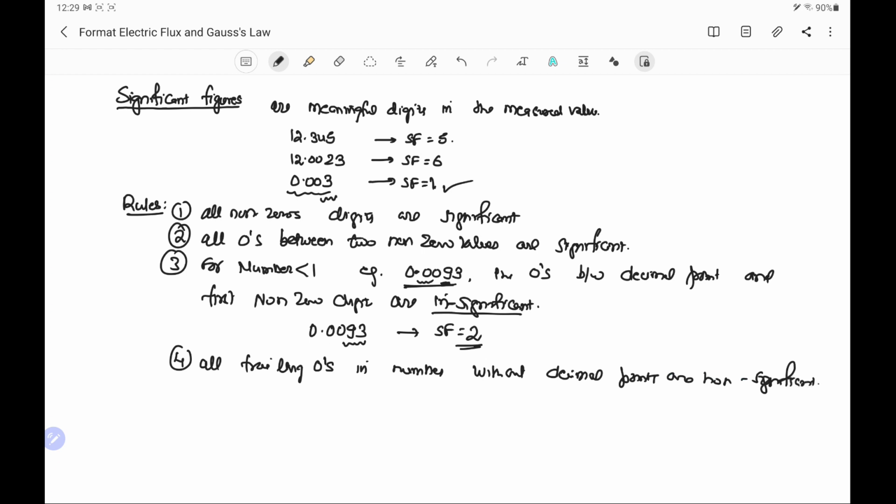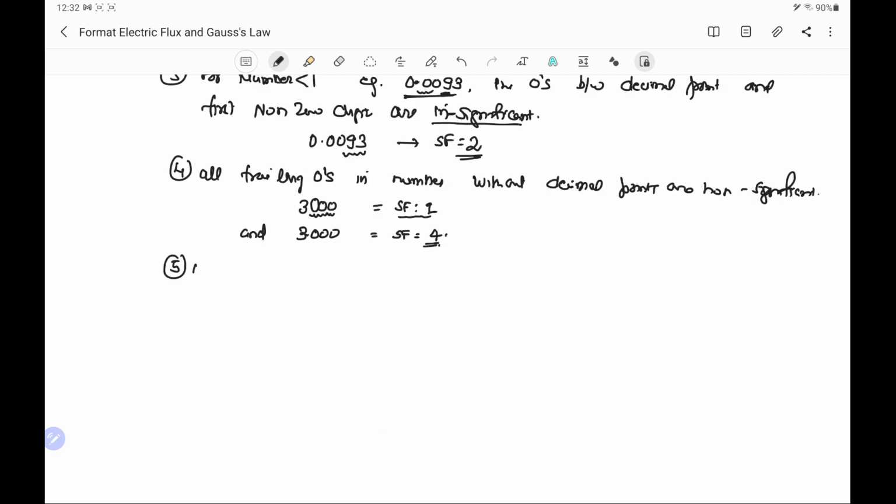It means if we write 3000 and 3.000: here, significant figures is 1 because there is no decimal in this number. So these trailing zeros after the non-zero digits are insignificant, non-significant. So significant figure is 1, while in the case of 3.000, the zeros have the decimal prior to them. So in this case, significant figures is equal to 4.